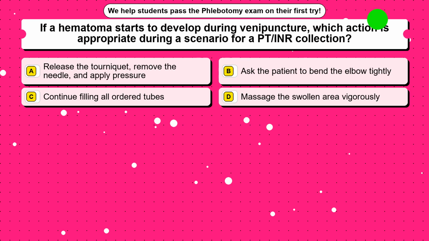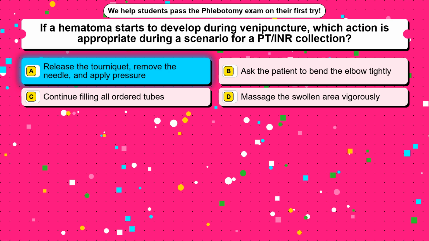Question 7. If a hematoma starts to develop during venipuncture, which action is appropriate during a scenario for a PT/INR collection? Option A, release the tourniquet, remove the needle, and apply pressure. Option B, ask the patient to bend the elbow tightly. Option C, continue filling all ordered tubes. Option D, massage the swollen area vigorously. The correct answer is option A.